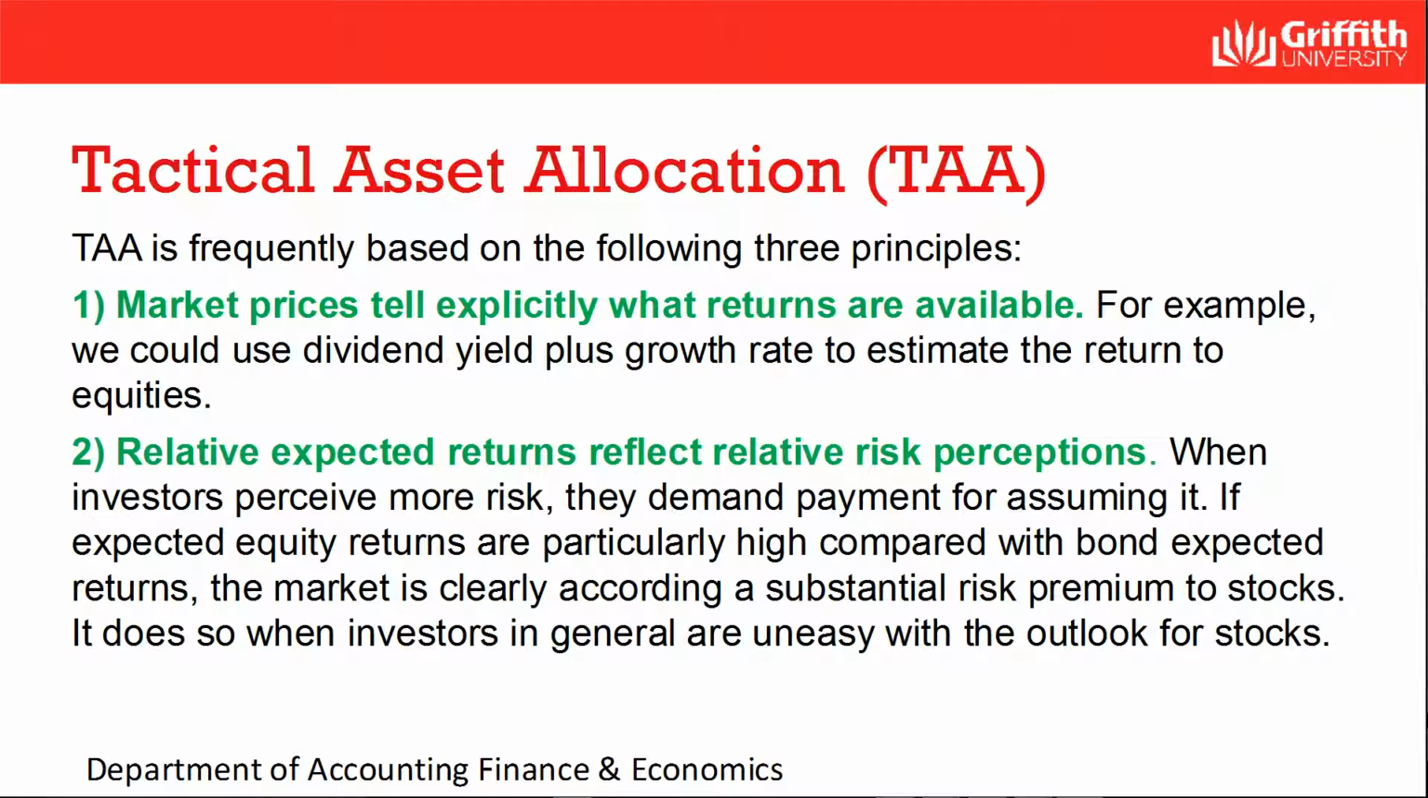So it's frequently based on the following three principles. The first one is that market prices tell explicitly what returns are available. For example, we could use dividend yield plus growth rate to estimate the return to equities. The second one is that relative expected returns reflect relative risk perceptions. When investors perceive more risk, they demand payment for assuming it. If expected equity returns are particularly high compared with bond expected returns, the market is clearly according a substantial risk premium to stocks. It does so when investors in general are uneasy with the outlook for stocks.